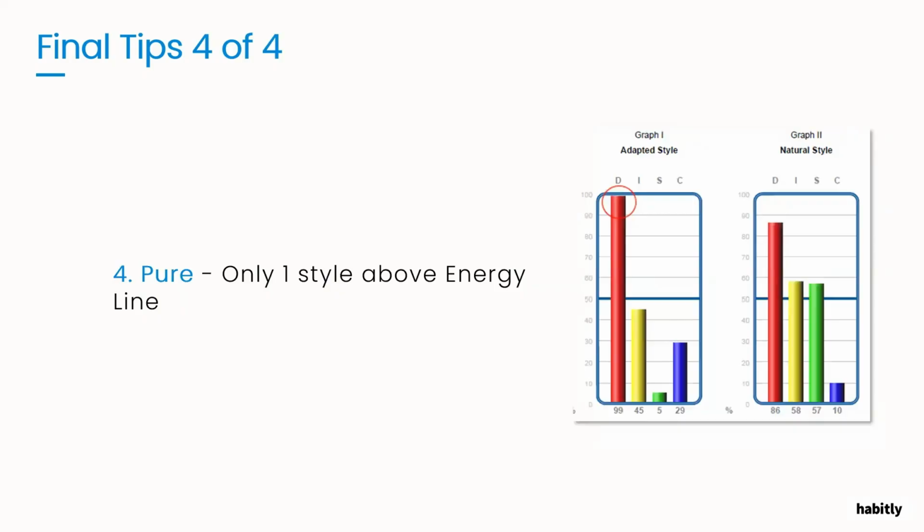And last but not least, we're going to talk about what's the pure style. This is one of our older graphs, actually, because it doesn't happen very often. But this person is 99 on the D. I think it might be my profile, actually, the way it used to be. And so that is 49 points. It can only be a maximum of 50 points above the energy line. This person is a very high, intense D.